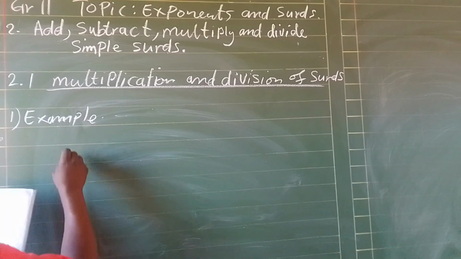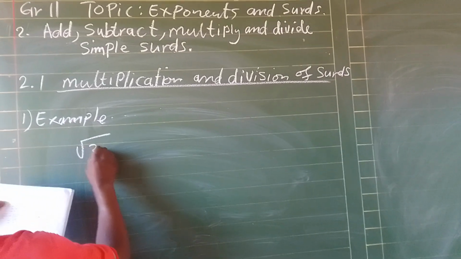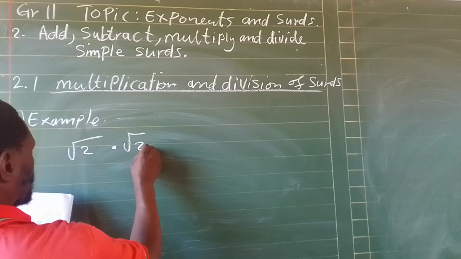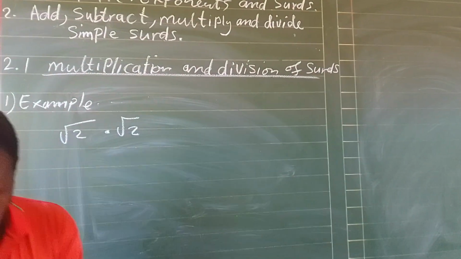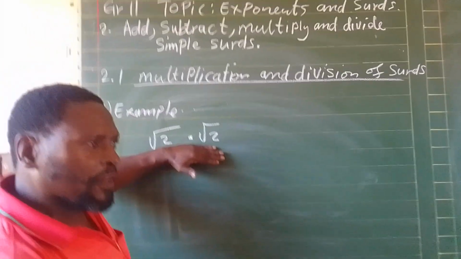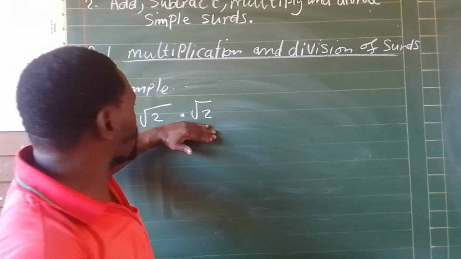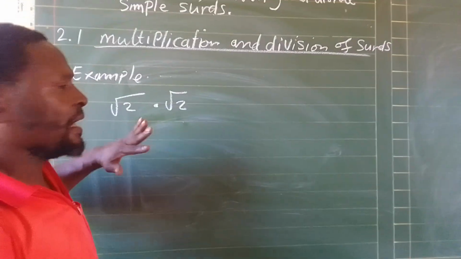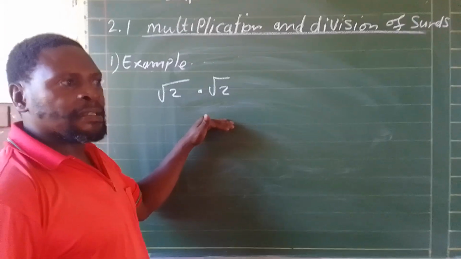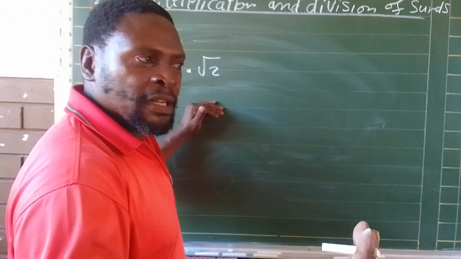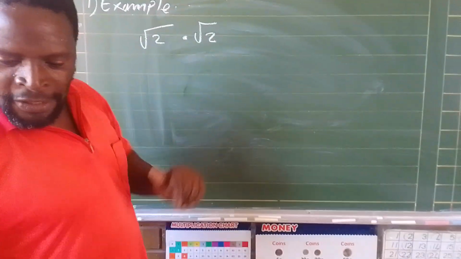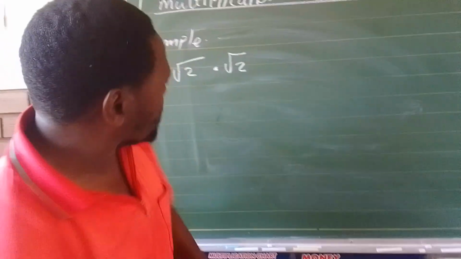Let's say you have a square root of 2, you multiply that by a square root of 2. I'm going to deal with this more often because even in grade 12, most of the learners struggle to multiply the surds. They struggle to divide the surds. You must be able to add and subtract the surds.